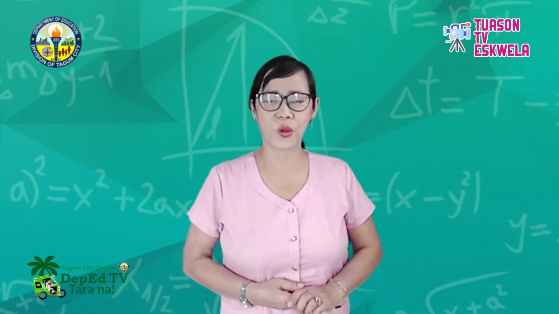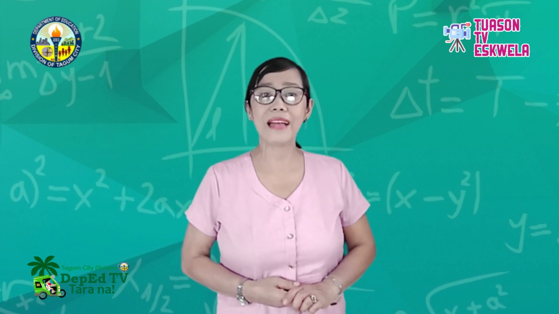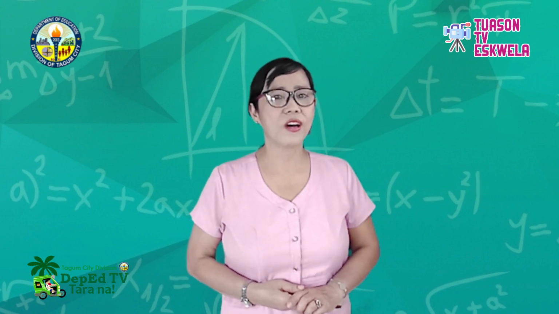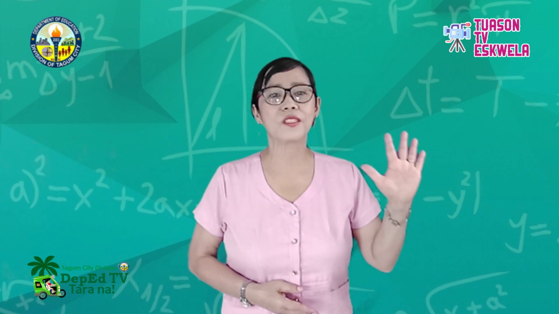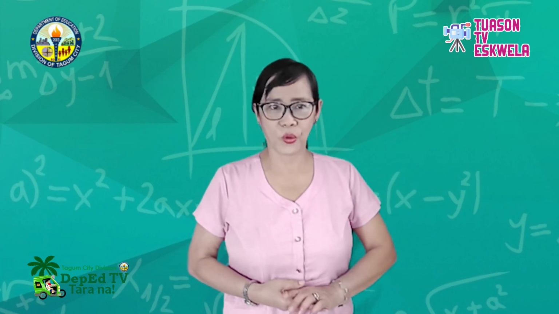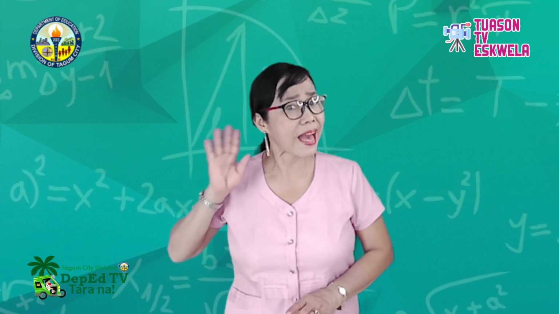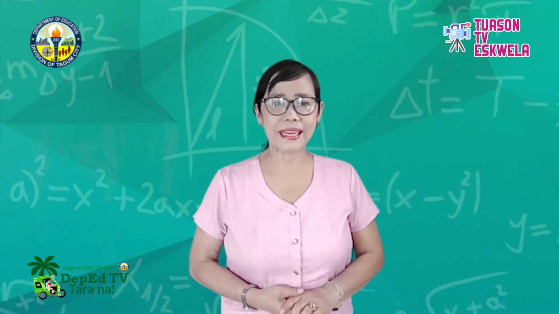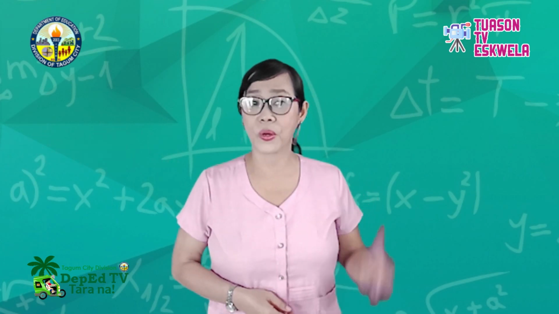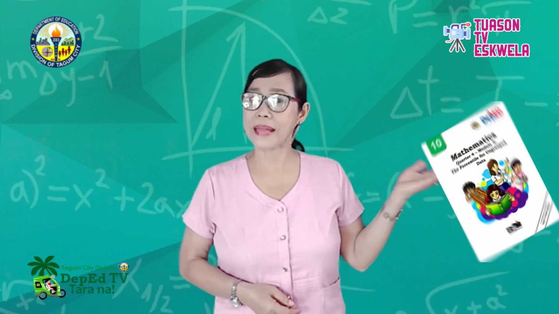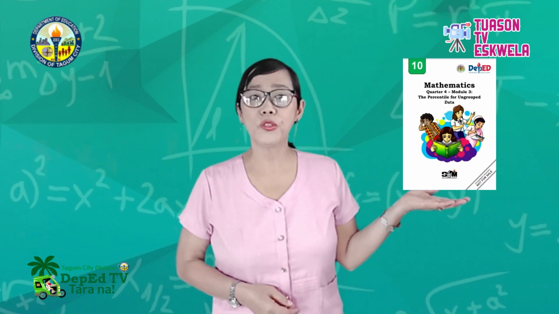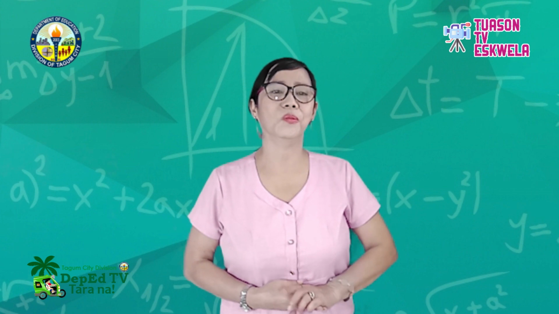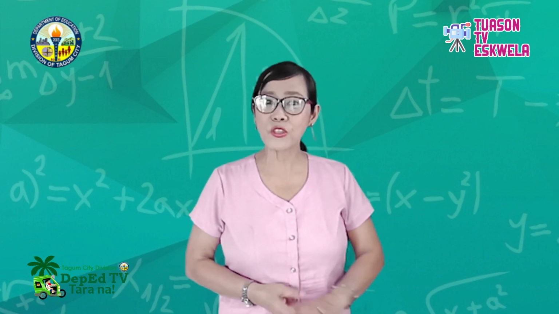Before we delve deeper into our lesson, let us try answering the following questions. Listen carefully to the question because you are given 5 seconds in finding the letter of your choice. When you hear the sound, then time is up. Are you ready? Let's begin. Reminder, please have with you your Mathematics 10 Quarter 4 Module 3, a pen and a paper. Now, let's go! Here we go to question number 1.